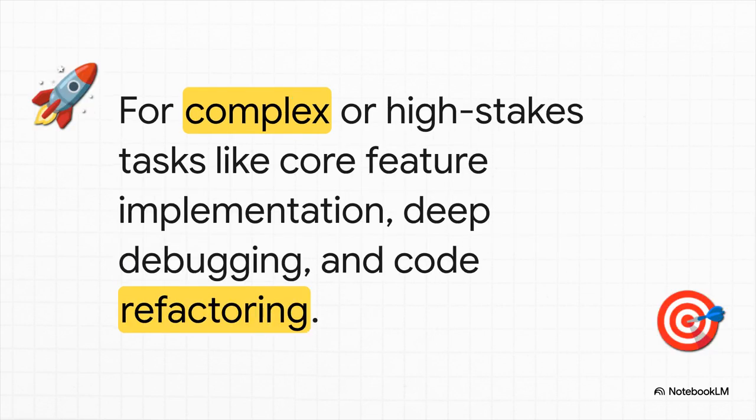Okay, but when the stakes get higher, that's when you shift up a gear to the Performance tier. This is for those moments where you really can't afford a mistake. You're implementing a core feature, you're deep in a nasty debugging session, or you're doing a major code refactor. In these cases, top-notch output quality and advanced reasoning are what matter most.